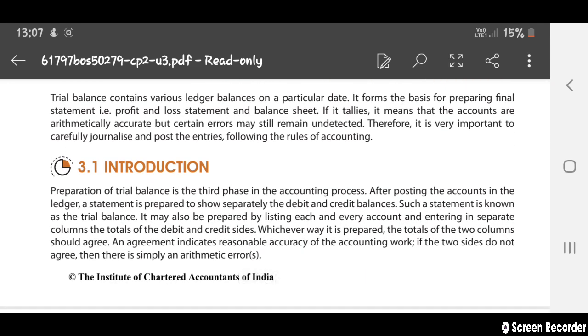Trial balance has a number of ledger balances on a particular date, the date that is mentioned on it. It forms the basis for preparing final statements, the profit and loss statement or the balance sheet.